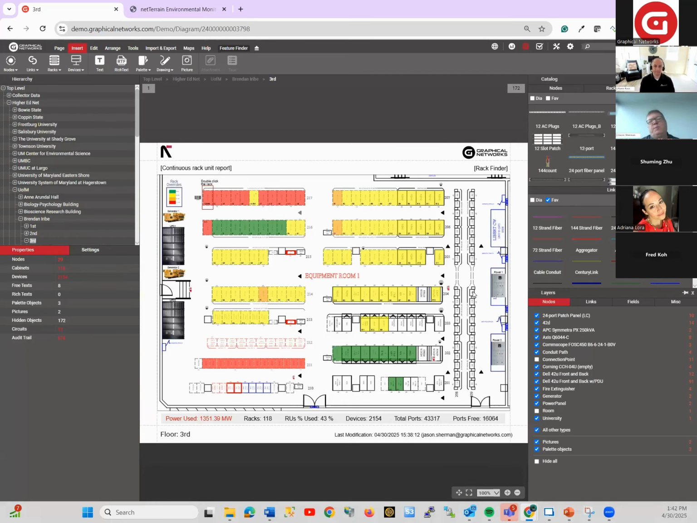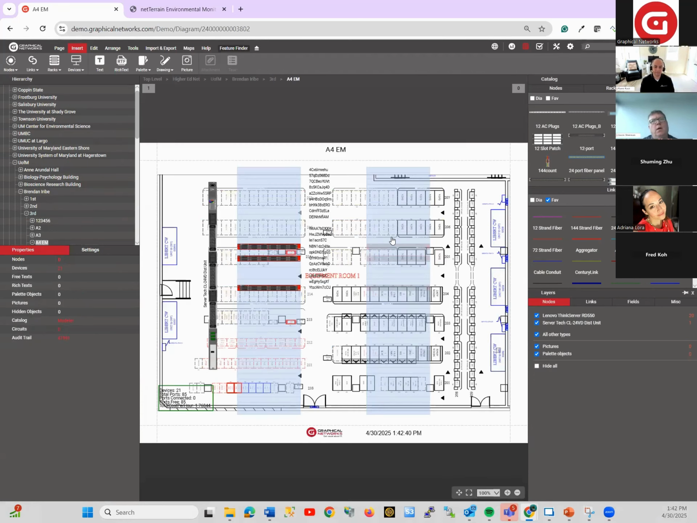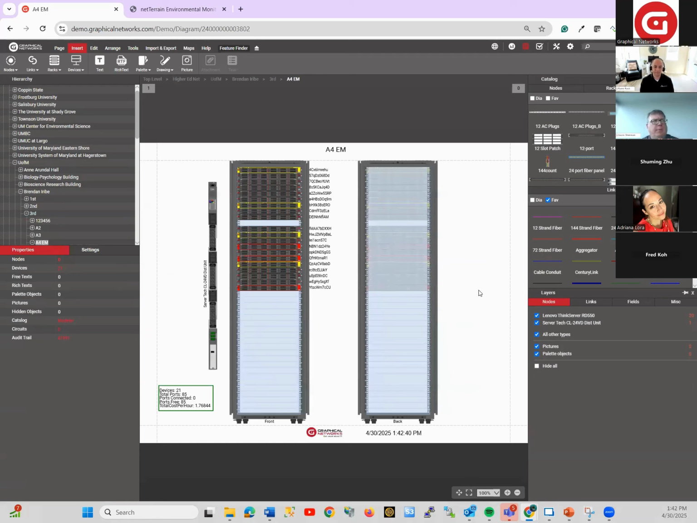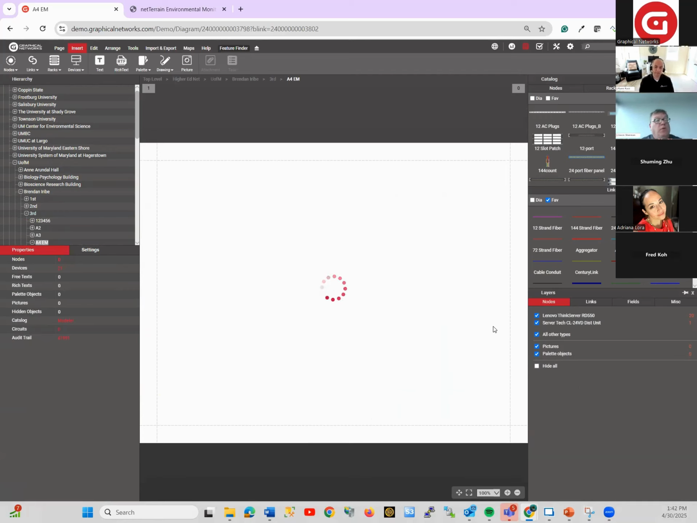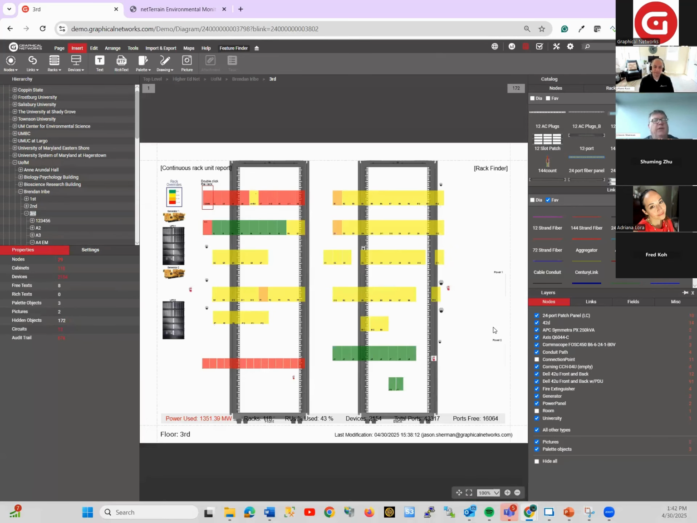So with respect to netTerrain, visually, I can show you a cabinet with a lot of detail. I can double click and drill down. This is how we represent cabinets. Basically, you see your data center from a top-down view, so you can formally see your data center, let's say on a data center floor plan like I have here.